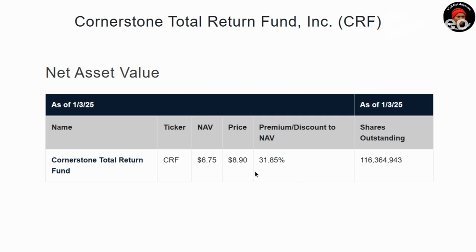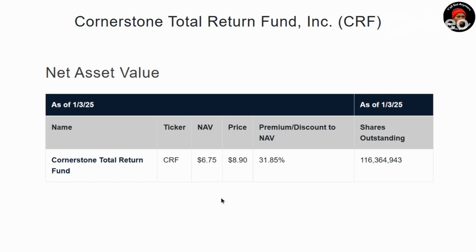So even though you pay a 31% premium up front to buy your shares initially, that dividend DRIP should lower your cost basis and lower your price per share, because it's going to purchase the shares for you at a price of $6.75.